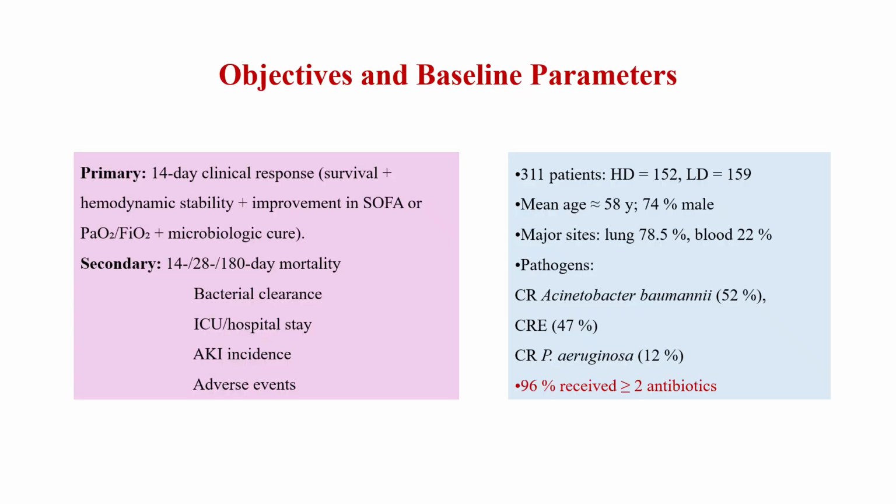Most of the patients actually received a combination of antibiotics. If you are using a combination of antibiotics, it is probably very difficult to get a mortality difference because the other antibiotic might be equally effective. We don't have many antibiotics which are equally effective in Acinetobacter, but this could be one of the significant biases we are looking at. The primary outcome was the 14-day clinical response, with secondary outcomes being mortality at different points, bacterial clearance, and AKI incidence.